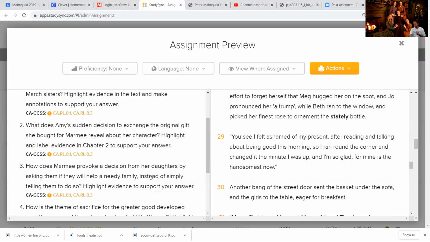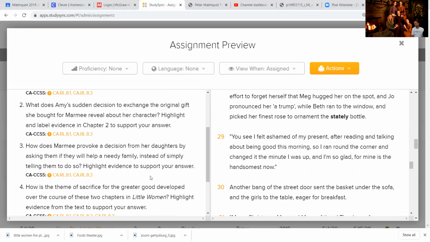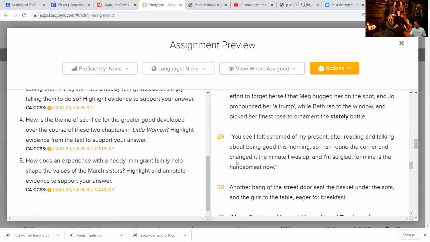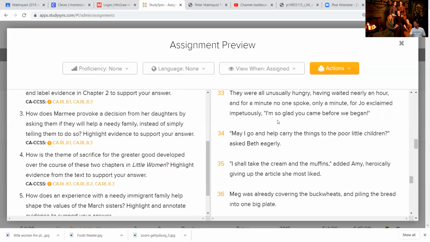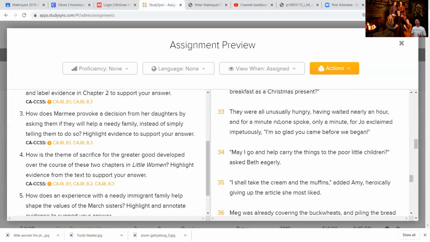All right, and number 3, how does Marmee provoke a decision from her daughters by asking them if they will help a needy family instead of simply telling them to do so? Okay. So again, how does that provoke a decision from her daughters? So you're going to go to paragraphs 34 and 35. Okay. So again, the mother could have come home and said, all right, girls, we're going to go help these needy children. I want you to take some of your stuff. We're going to give it to them, and we're going to do it that way.